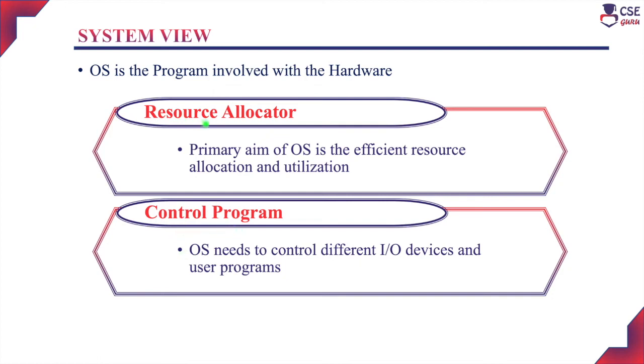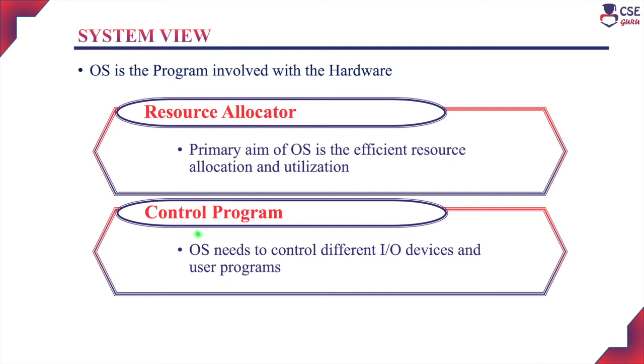So as a resource allocator, whenever more than one user is using the system, the CPU time, memory space, file storage space and the I/O devices should be shared among the different users. So here the operating system has to manage the different resources. Since more than one user is using the system, they may request the same resource at a time. So in that situation, the operating system has to allocate these resources efficiently and fairly among the different users in order to maximize the efficiency.